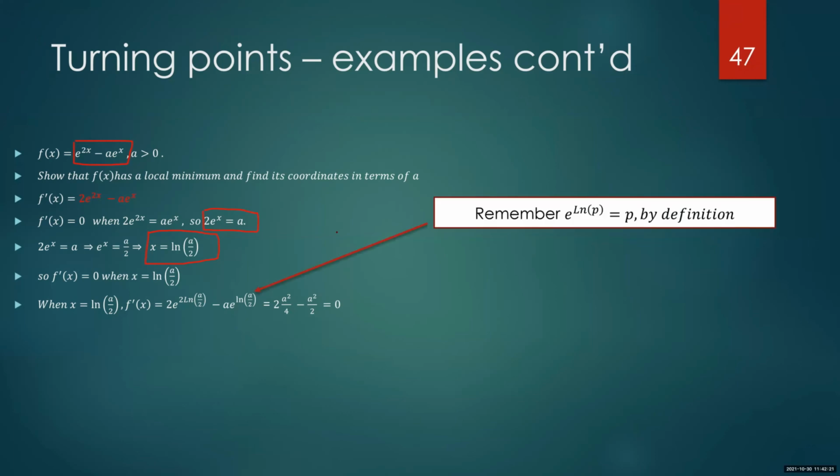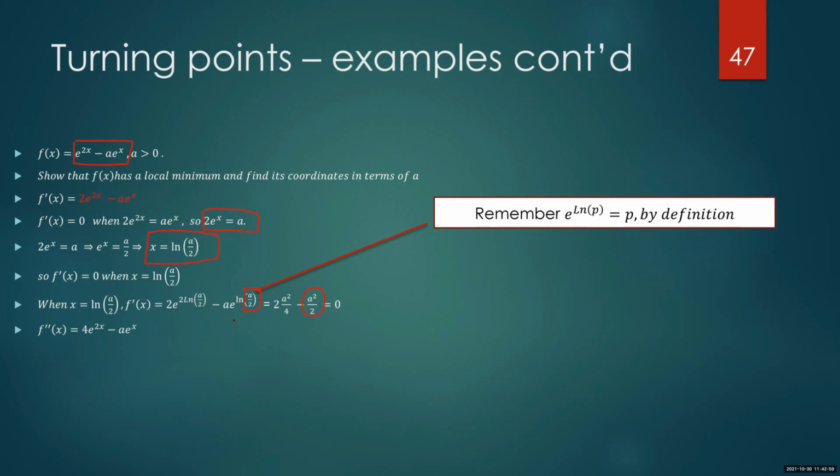And that's just a reminder there, e to the power of the natural log of p is always equal to p. So e to the power of the natural log of a over 2, this piece, that's just equal to a over 2. And so when you multiply that by a, you get a squared over 2. And that's where this a squared over 2 comes from. And similarly, the 2a squared over 4 comes from the other expression, 2e to the power of 2 times the natural log of a over 2.